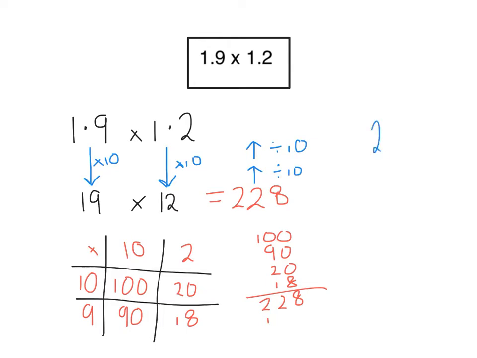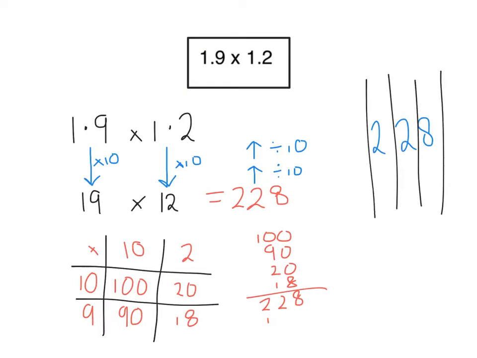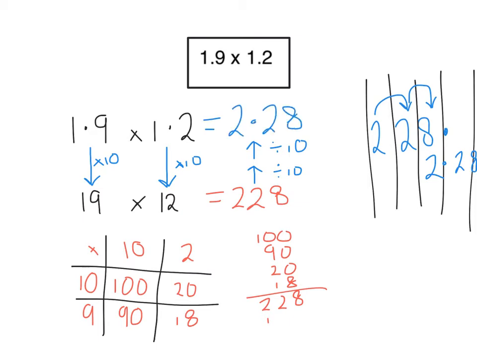So 228. Do a little place value table. So here's my decimal point, and we're going to divide by 10. So the 2 is going to go here, but then I'm going to divide by 10 again. So I'm going to end up with 2.2 is going to go here, 0.28. Just going to go off my table, so 2.28 is my final answer.